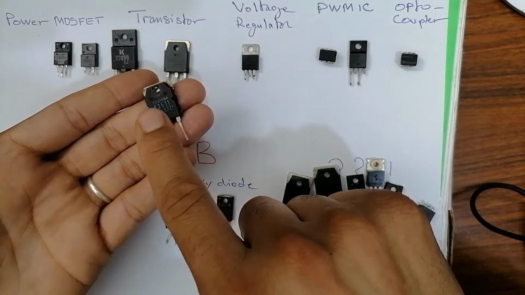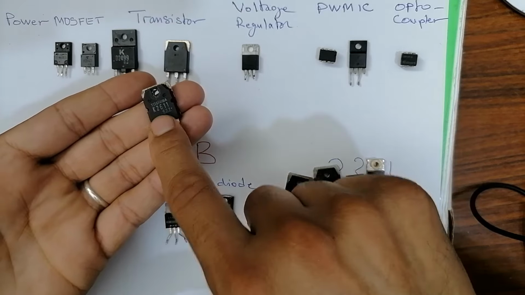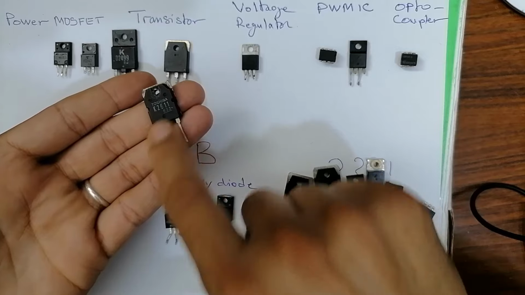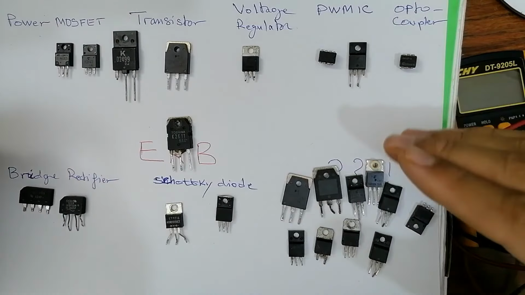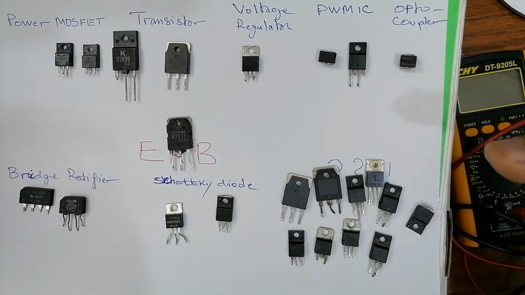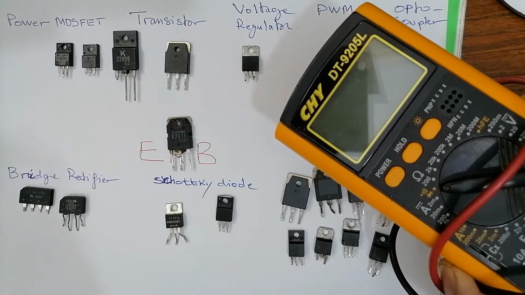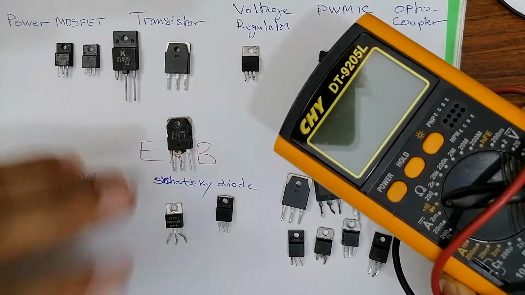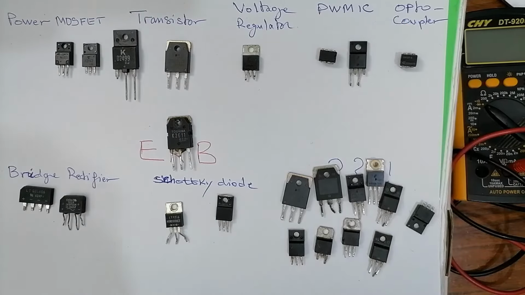For example, this is MOSFET. Okay, so let's confirm whether this one is MOSFET or not. We have K2611. I will show you this website in the computer and how you can find the type of the IC based on its reference. After that, I will use the multimeter to test all these components one by one. Okay, so let's go to the computer.